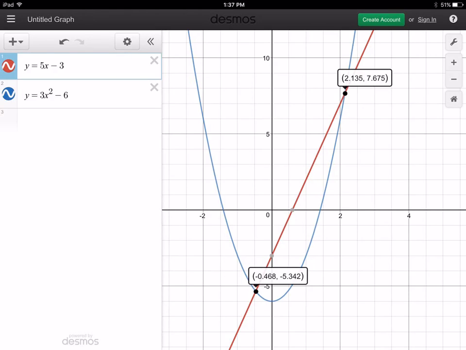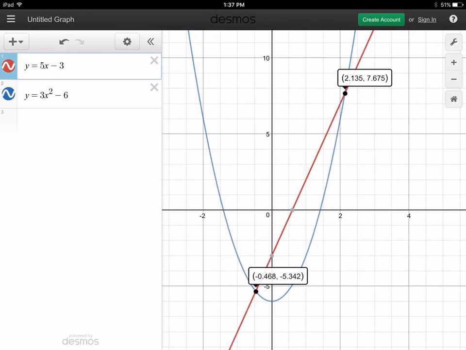Here are the two equations, and I've entered them in separately but plotted them on the same axes. This Desmos calculator is nice because it shows points that you can just click on, the intersection points of the two graphs, the red and the blue there. We've got our red, the linear expression, the line, and then the parabolic, the quadratic one.